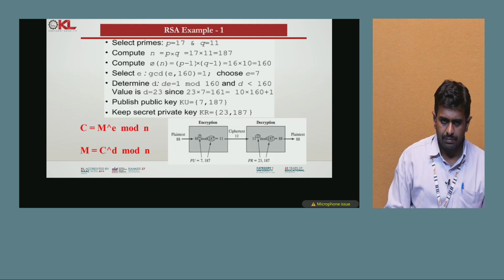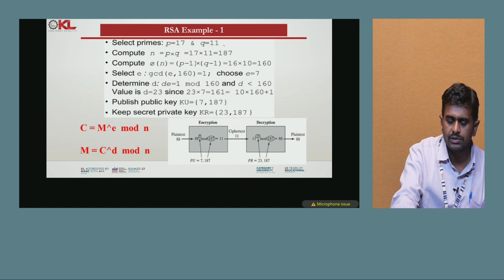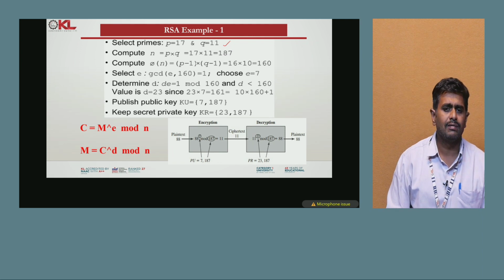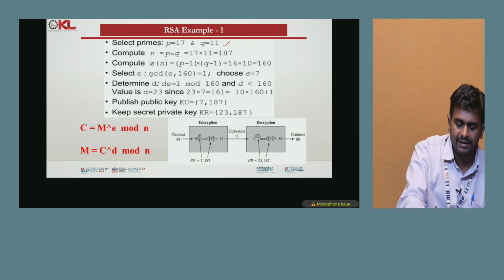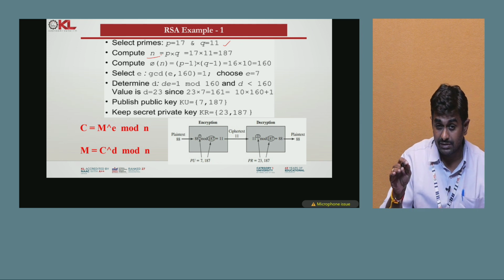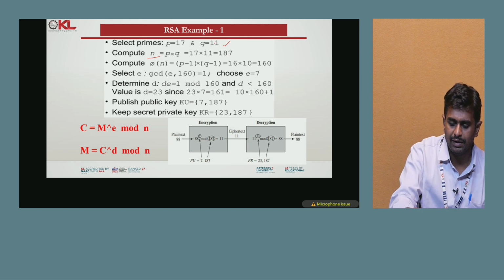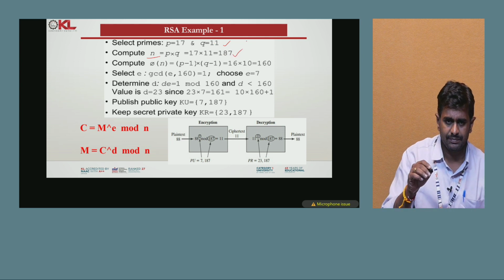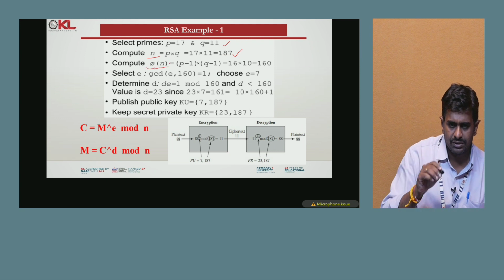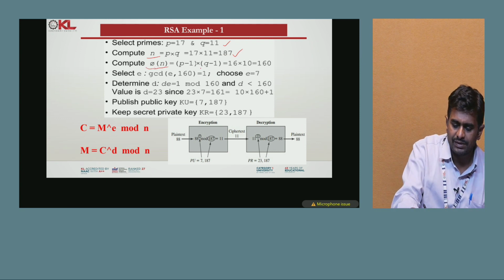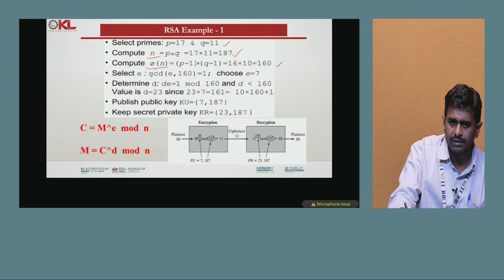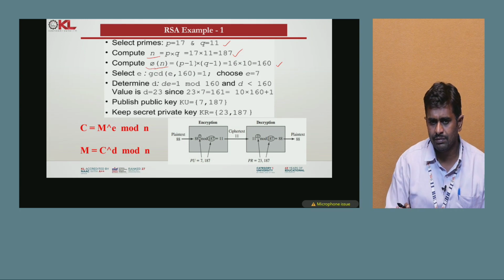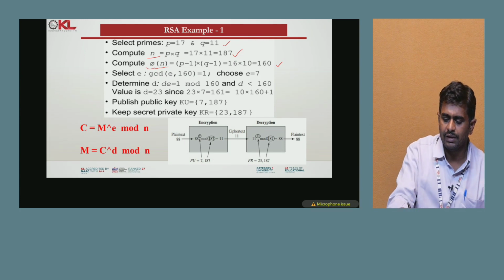You can select any prime numbers. Here I have taken P equal to 17 and Q equal to 11. Both are prime numbers. We need to find a total of 6 values. P comma Q, 2 values we got. Now n equals P into Q, that is 187. Based on Euler's totient function, phi n equals (P minus 1) into (Q minus 1). P is 17, 17 minus 1 equals 16. Q is 11, 11 minus 1 equals 10. 16 into 10 equals 160.